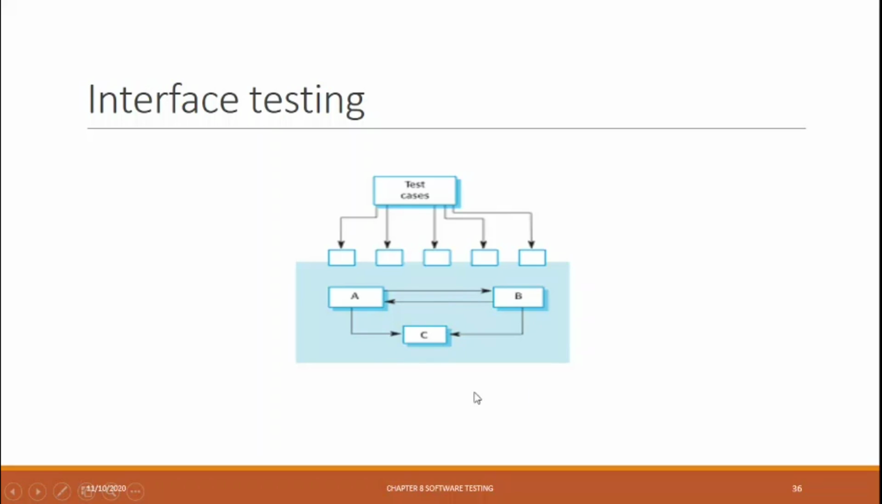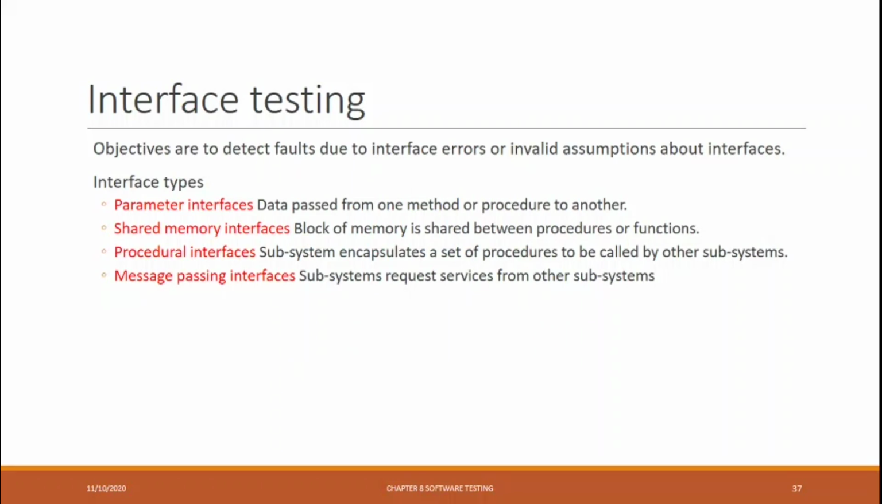So the test engineer has to take care of test cases efficiently, and has to design test cases in such a way that the defects missed in the unit testing should not happen in the component testing. And in interface testing, objects are detected as false due to interface errors or invalid assumptions about the interfaces.